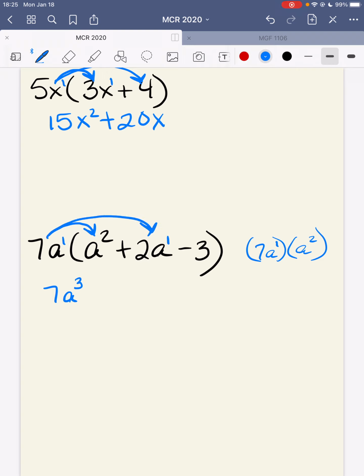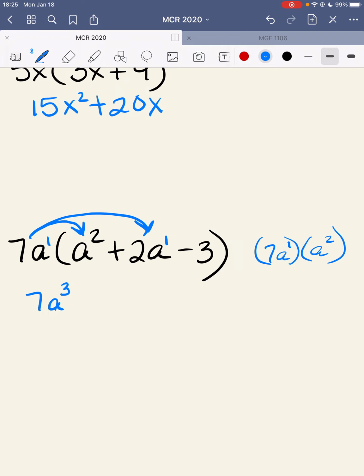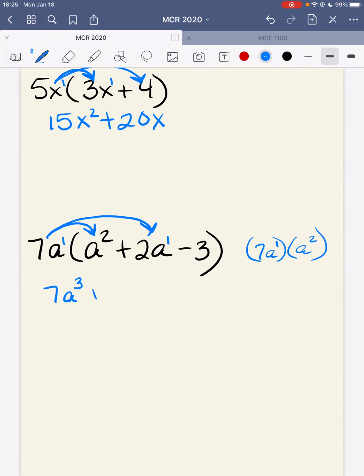7a times 2a, 7 times 2 is 14. They're both positive, so plus 14. a to the 1 plus 1 is a squared. 7a times negative 3. So positive times a negative gives me a negative. 3 times 7 is 21. And the a just stays.